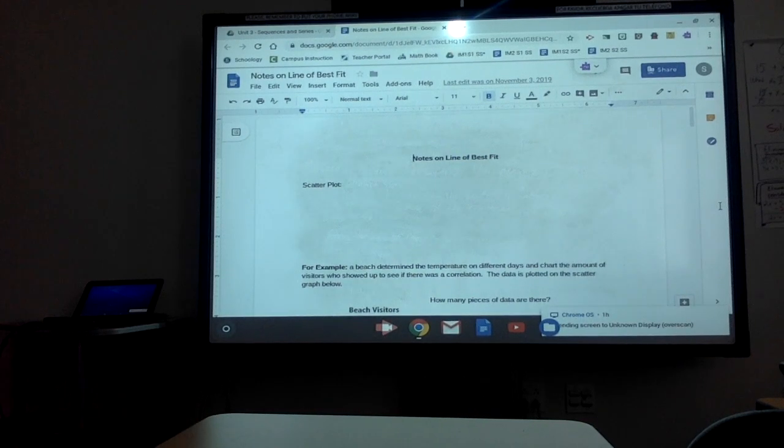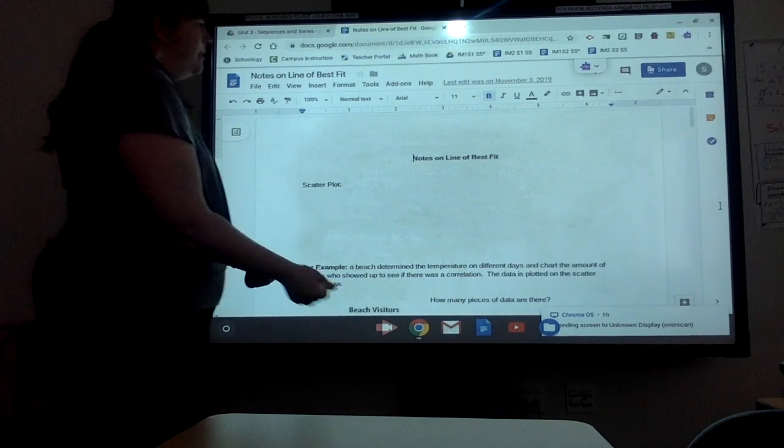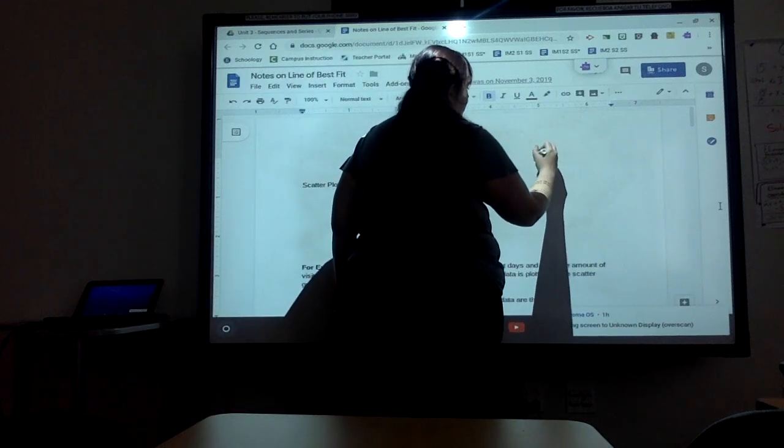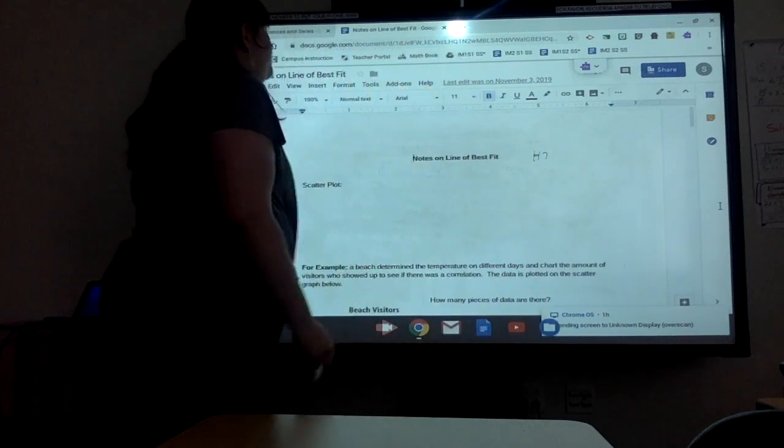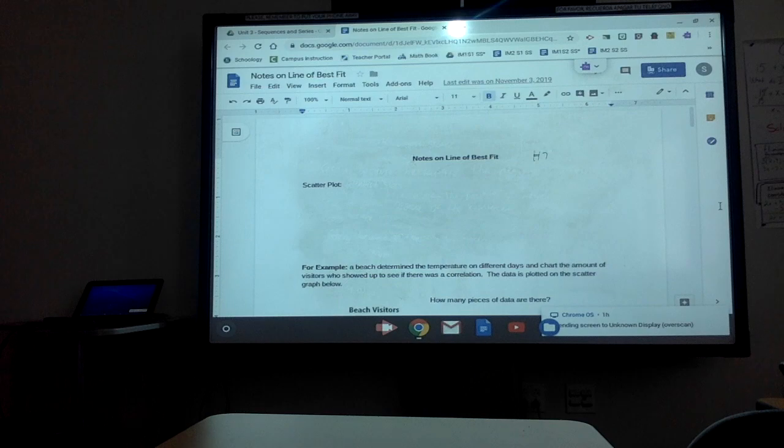All right, number 7, the last set of notes for this unit. Let's go ahead and put a little number 7 on it. So these are notes on line of best fit. All of the math we've done up to this point combines into this one lesson. So know that there's only one piece of new information, and everything else is stuff you've already done. We're just combining it all together.